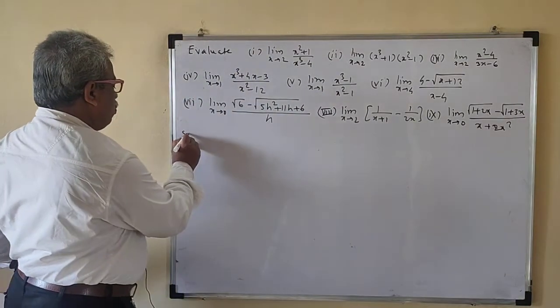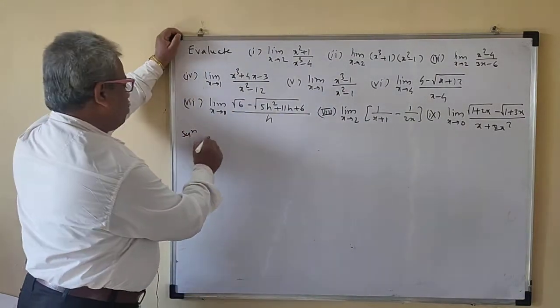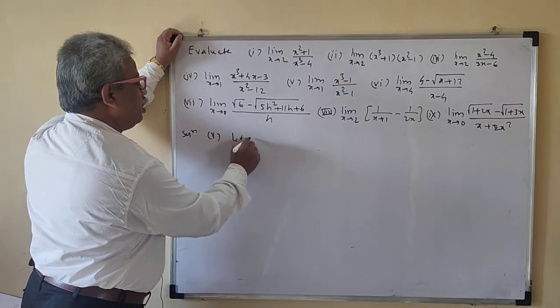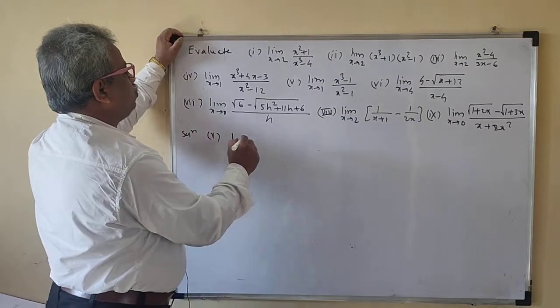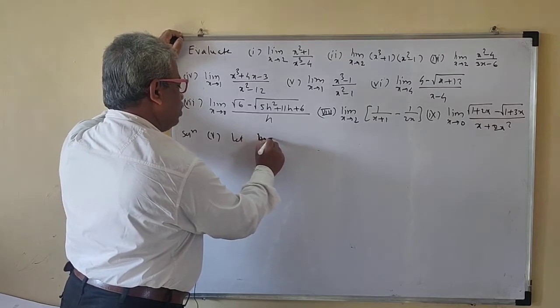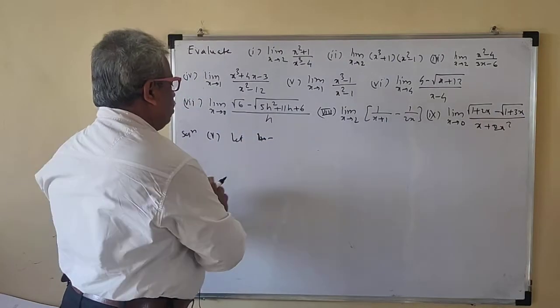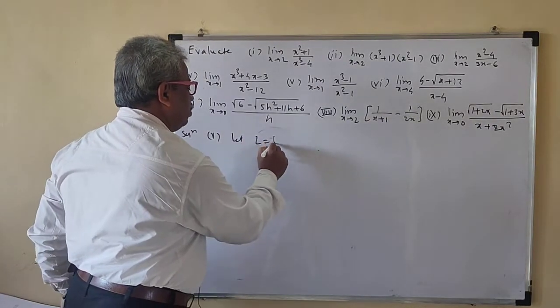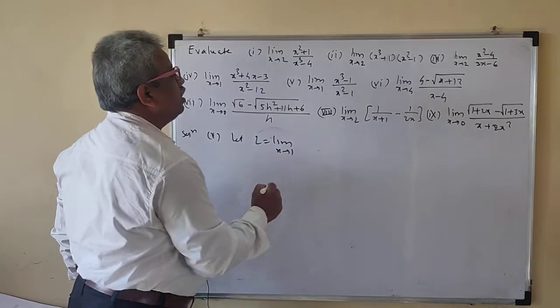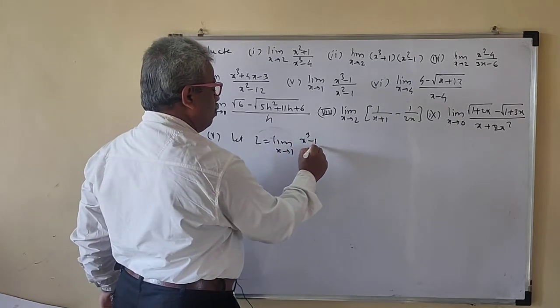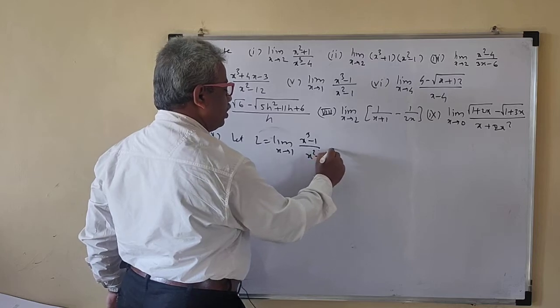Next, solution of the fifth one. Okay. So let L be equal to limit x tends to 1, (x cube minus 1) upon (x square minus 1).